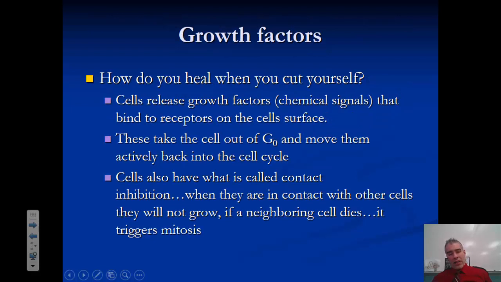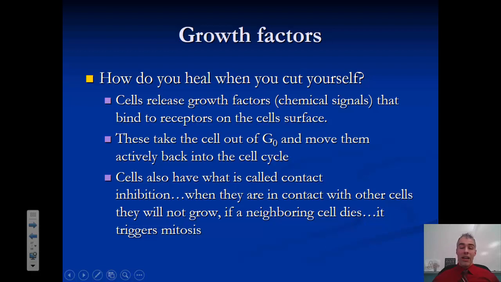So how do your cells know when they want to heal themselves? Or if you have a cut, how does it know that it needs to go into the cell cycle? Different cells will release things called growth factors. Growth hormone is an example of this too, but it's a chemical signal, a hormone, a ligand, that'll bind to receptors on the cell surface. What they will actually do is take cells out of G0, remember G0 means they're just doing their thing, and move them actively back into the cell cycle.